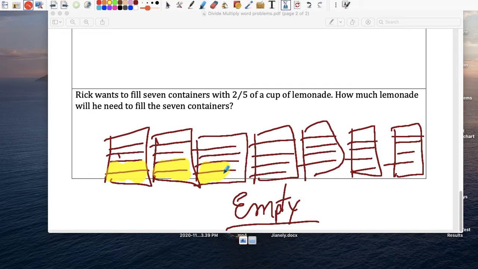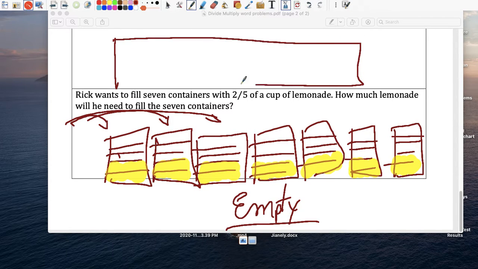We want to fill this with 2/5, 2/5, 2/5, 2/5. So now I have to ask myself, I'm going to the kitchen, voy a la cocina, ¿cuánta limonada tengo que preparar so I can put it here? How much lemonade? So I want to make 1 big jar of lemonade, right? Big container of lemonade para ponerlo aquí dentro. ¿Cuánta limonada necesito yo? How much lemonade do I need? So I know I need 2/5. Cada uno va a entrar 2 quintos. ¿Cuántas veces? 1, 2, 3, 4, 5, 6, 7.